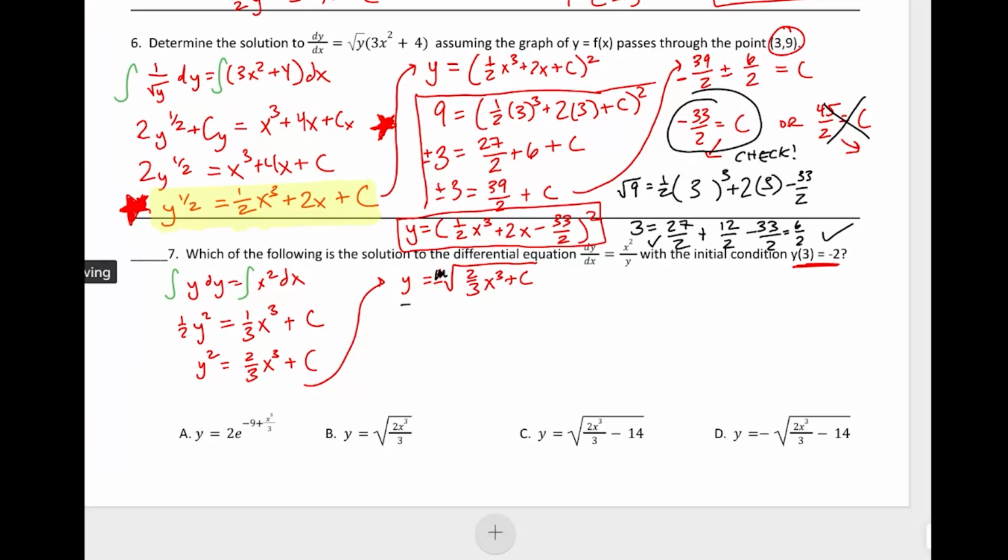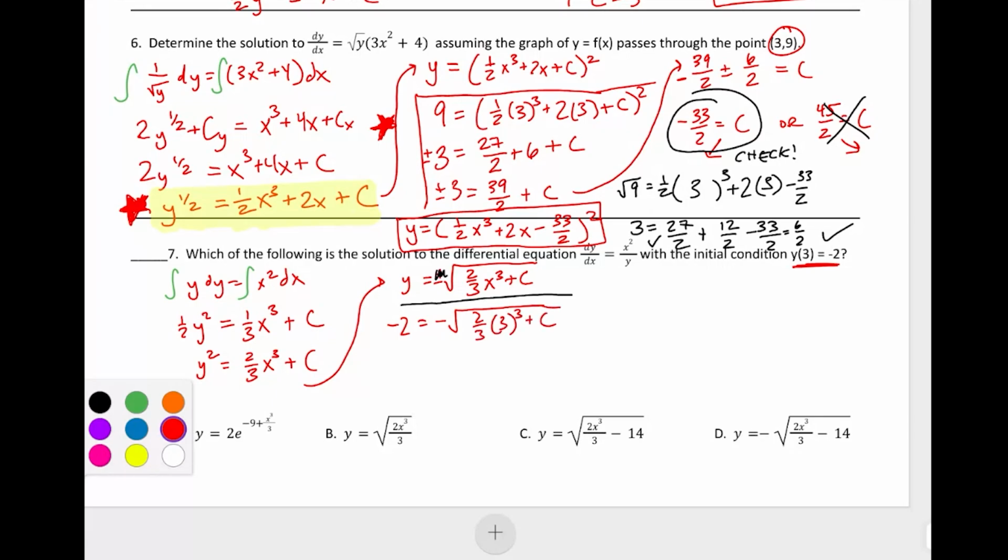The last thing to do here is to figure out what the c value is. So we can use the coordinate 3, -2, plug that into x and y to get that c. The y value is -2, so -2 equals negative square root of 2/3 times 3 cubed plus c. I'm going to drop those negative signs. I can do that by multiplying or dividing both sides by -1.